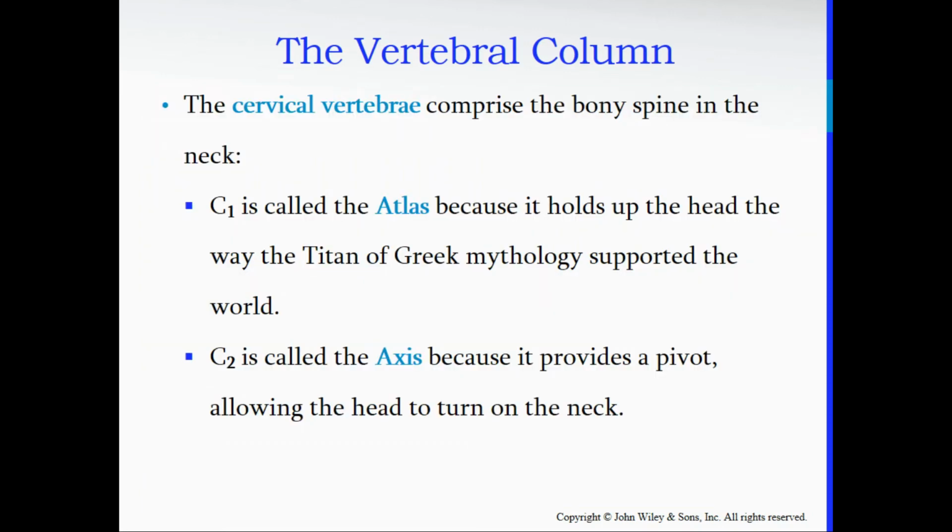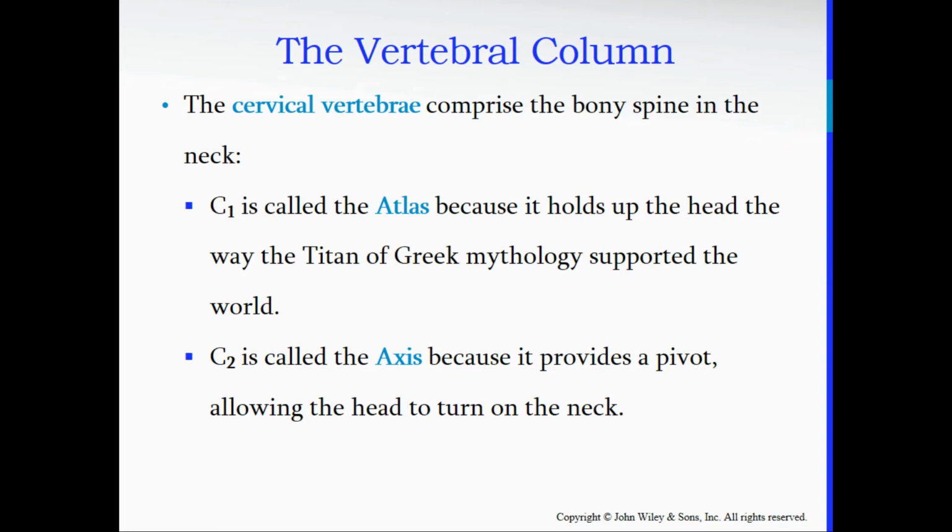The cervical vertebrae comprise the bony spine and the neck. C1 is called atlas, as I was mentioning a few slides ago, because it holds up the head the way the Titan of Greek mythology, Atlas, held up the earth. C2 is called axis because it provides a pivot, allowing the head to turn on the neck. So when you turn your head, your C1 vertebrae stays in position at the bottom of your skull. Atlas stays tucked up against your skull. But it will pivot around the dens, which is the little post on the axis, or the C2 vertebrae.